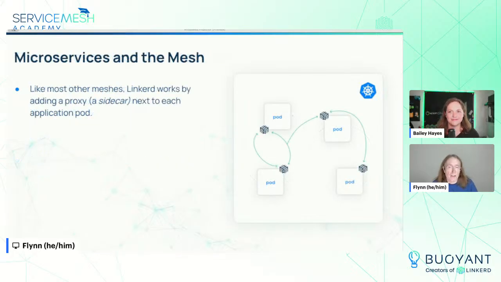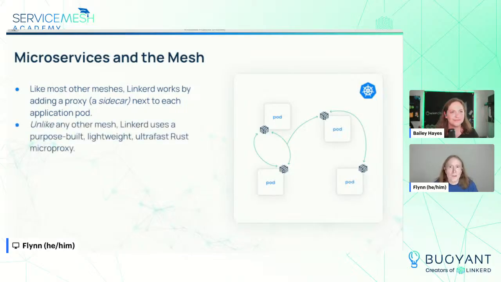Most service meshes out there, not all, but most, work by sticking a proxy next to every application pod and then allowing the proxy to take over all the networking communications, at which point the proxies get to do magic things. Unlike any other mesh, Linkerd uses a purpose-built, lightweight, ultra-fast Rust microproxy as opposed to using Envoy for its sidecars.